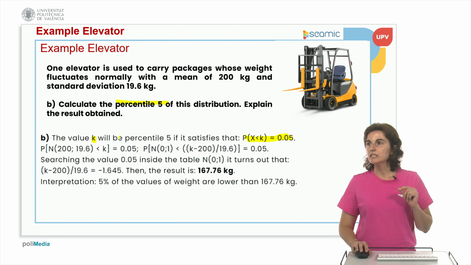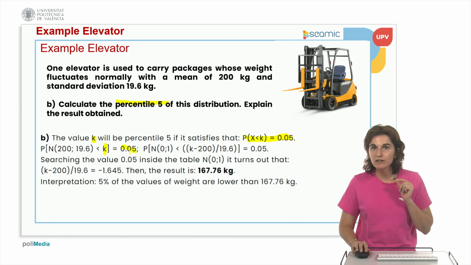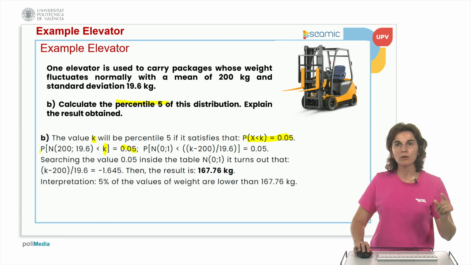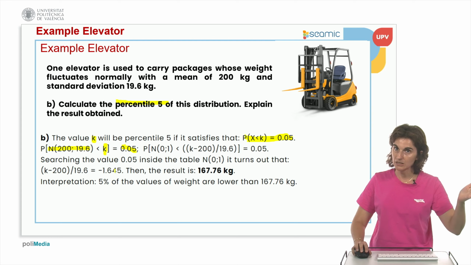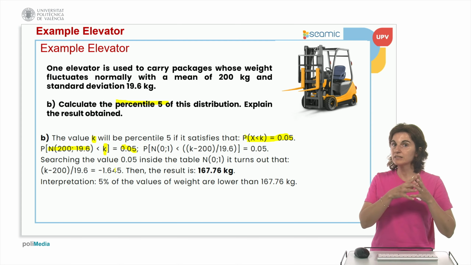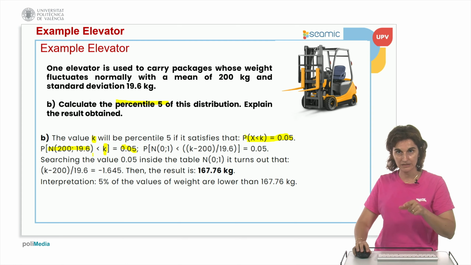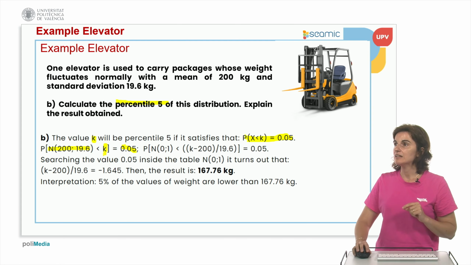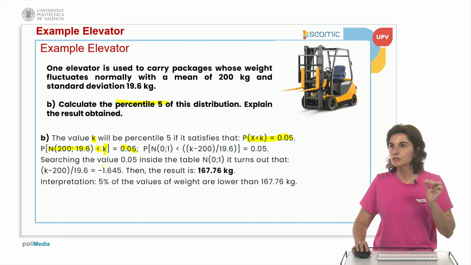So what we need to do is to consider the k value that will leave 0.05. Be careful with that because we are considering the probability that a variable that follows a normal distribution with 200 as a mean, standard deviation 19.6. This is something like the probability that my variable that's characterized by these two parameters, 200, 19.6, is less than k is 0.05. So it's very, very important that you write here less than because this is the definition of percentile. Please do not write greater than.